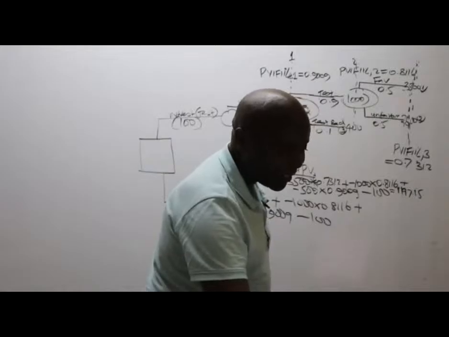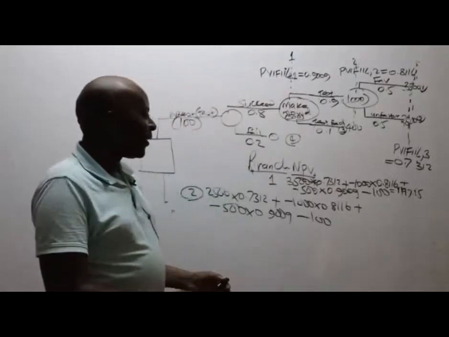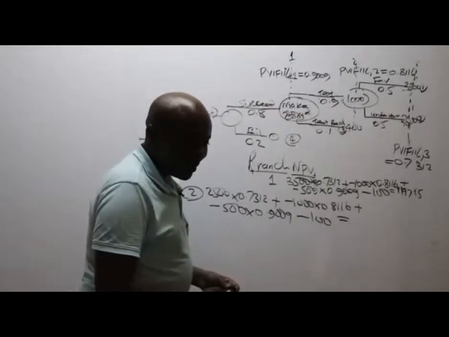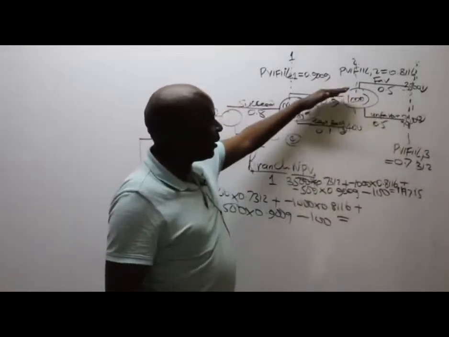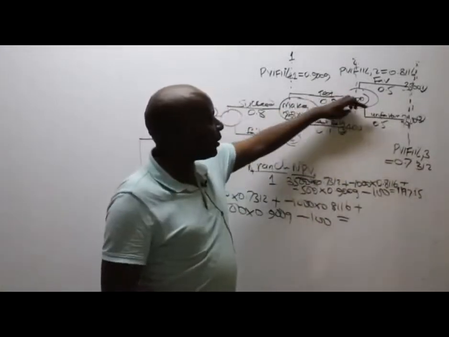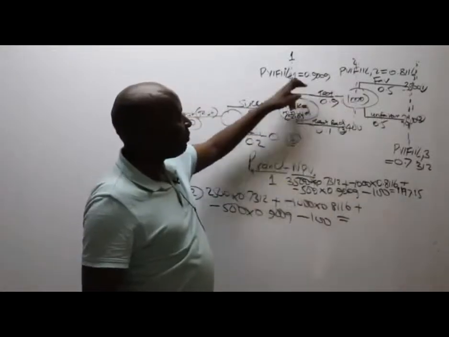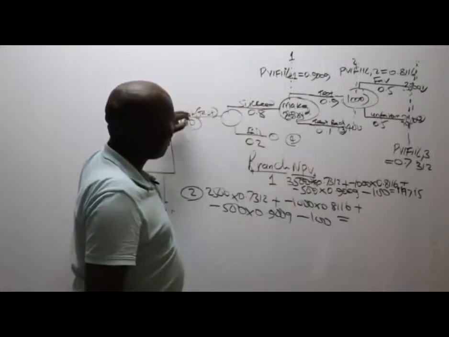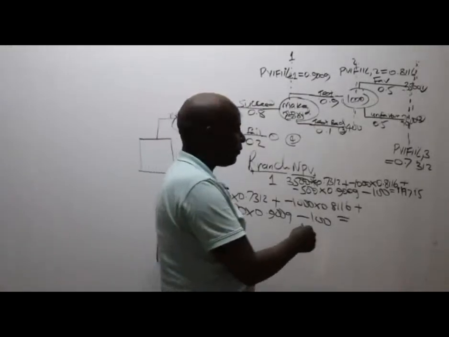So what are we getting here, somebody, for branch number 2? For branch number 2, second tree, we are moving like this. So we have 2,500 times this, plus minus 1,000 times the discounting factor, plus minus 500 times the discounting factor, plus, it's a road, minus 100. That gives 465.95.